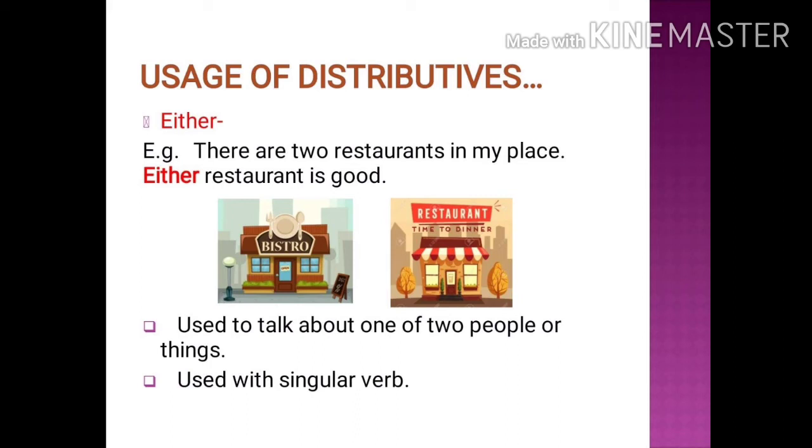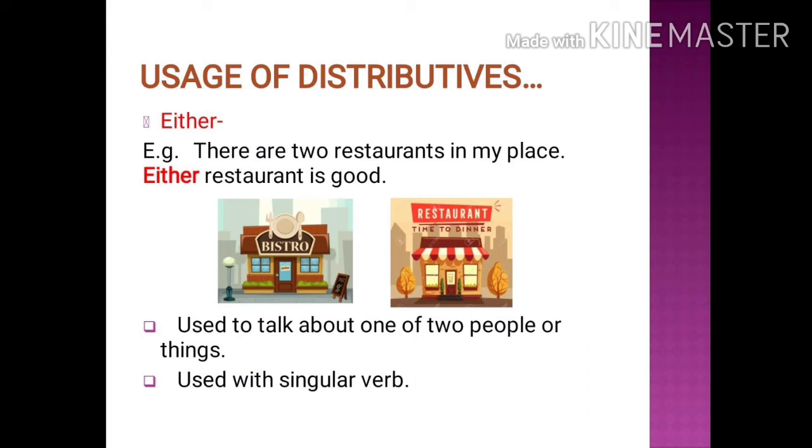The distributive either is used to talk about one person or one object from a pair. Look at the example given here. There are two restaurants in my place. Either restaurant is good. When I say either, the meaning is this restaurant is also good and the other one is also good. From the pair, I am looking at each restaurant separately. Now you would have understood the meaning of the word either.